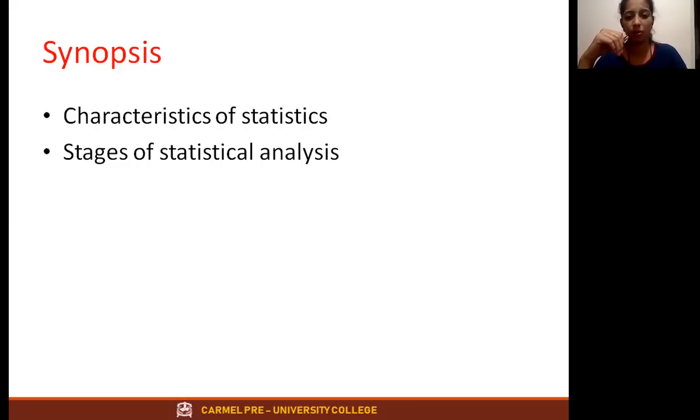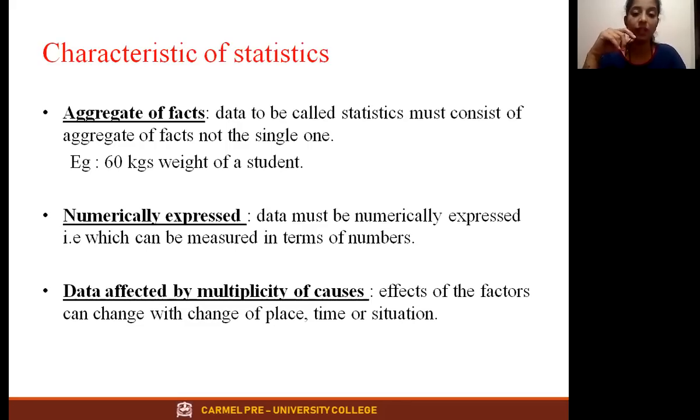This is the basic topic. Okay, these are the basic topics: characteristics of statistics, stages of statistical analysis. So coming to the characteristics of statistics or the features of statistics, the first one is aggregate of facts. As we have discussed, in the plural sense of statistics, it means aggregate of facts. For data to be called statistics, we want multiple facts.